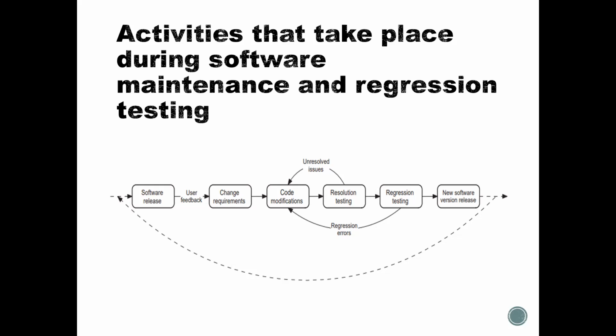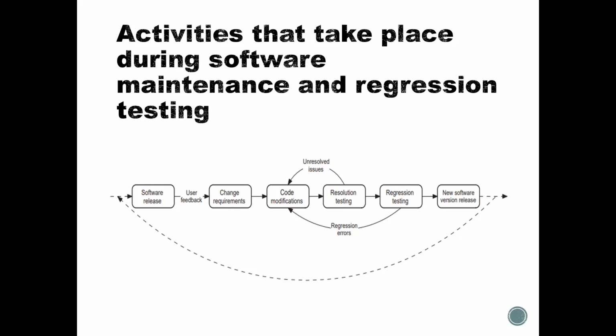Once the changes are done on that particular function, you come back to resolution testing and check whether this modification is working or not. It can also happen that during resolution testing you find some issues that were unhandled, so from there also you can go back and do the code modification. This cycle continues till you make sure that the modification and the whole software as a whole is working.